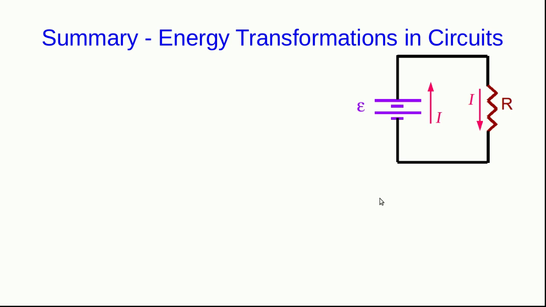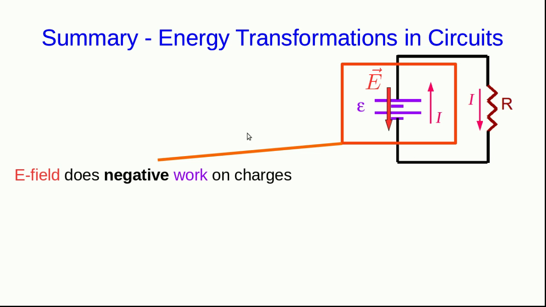Let's start with the simplest of all circuits, a single battery and resistor, and the current runs around this way. And think of what happens in the battery. As we go from the negative terminal to the positive terminal, we know the potential is going up. Or to put it another way, we are moving against an electric field.